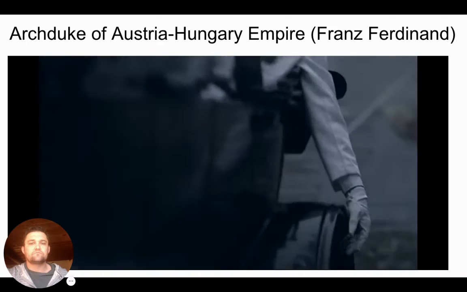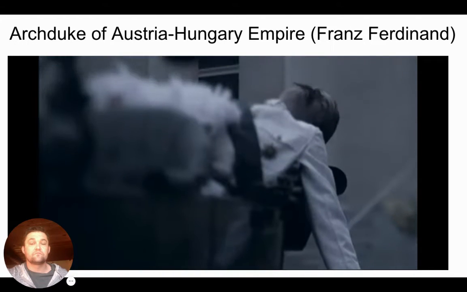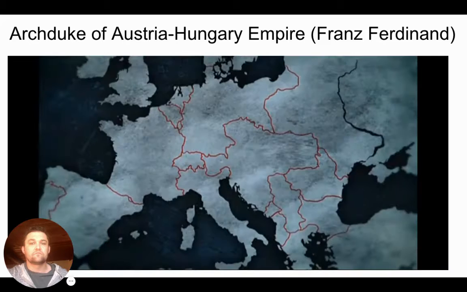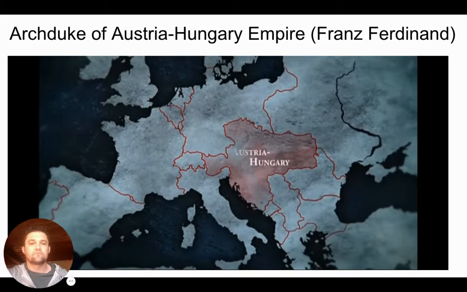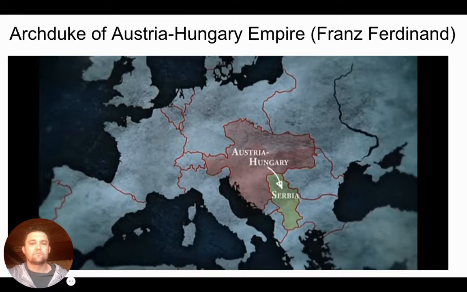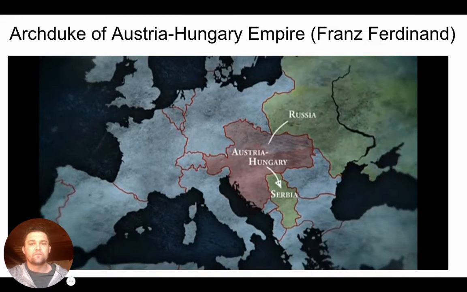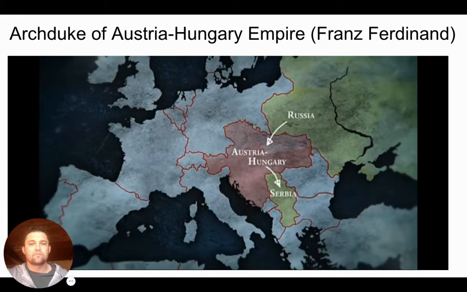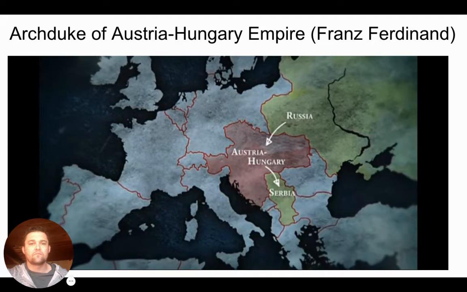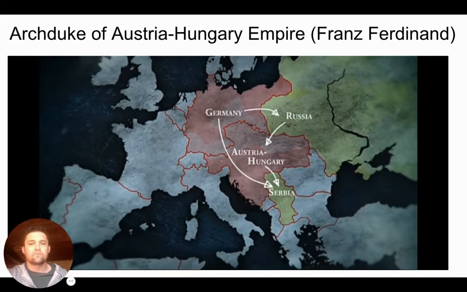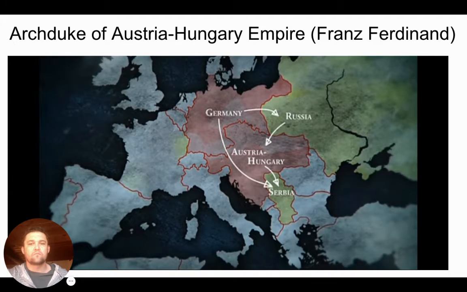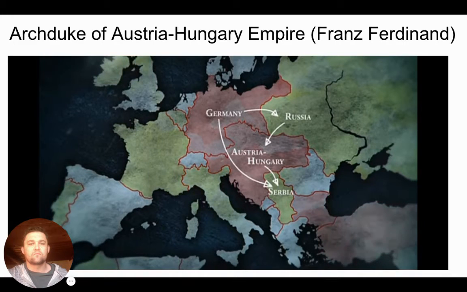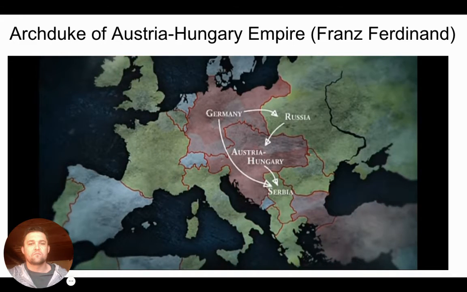In the aftermath, the crime sends shockwaves throughout the empire. In retaliation, Austria declares war on Serbia. In turn, Serbia calls on its ally Russia to join the fight. Then, Germany offers support to Austria. In just 30 days, the whole of Europe is engaged in what becomes the First World War.